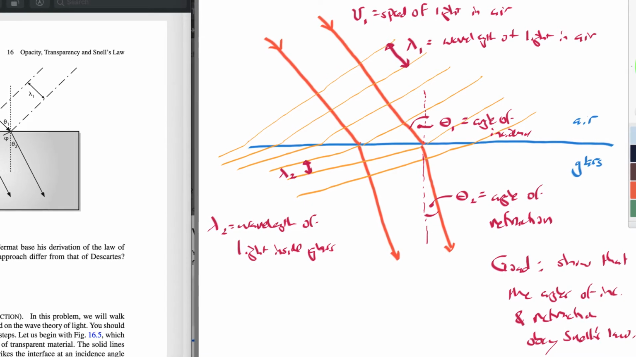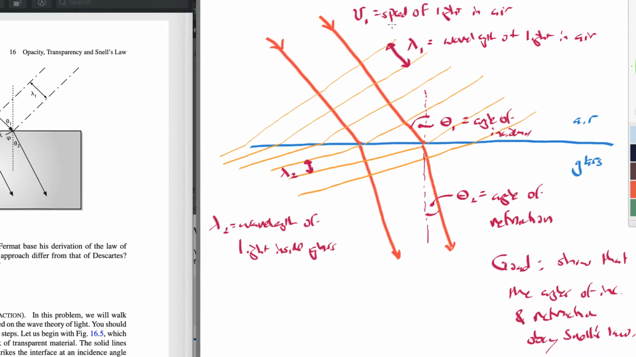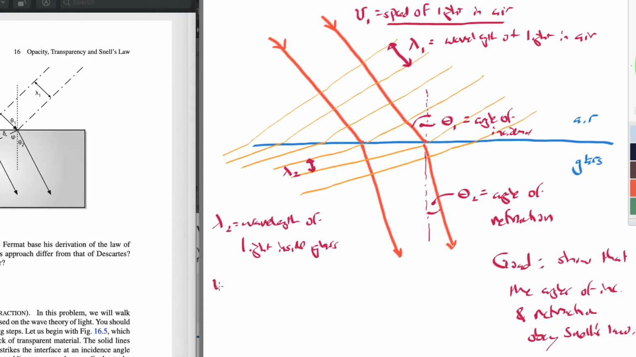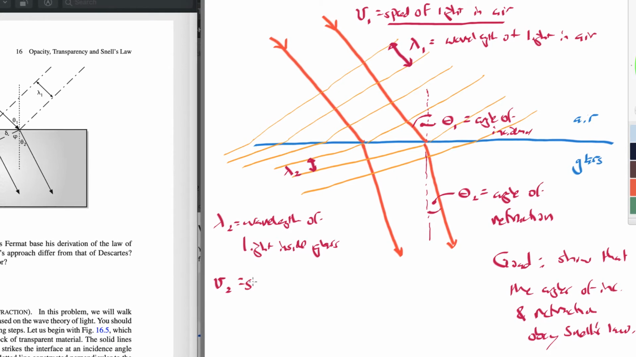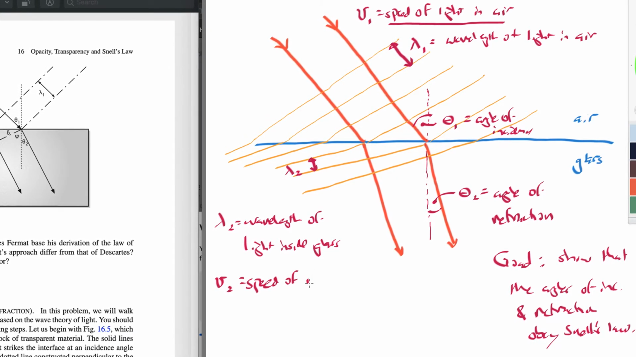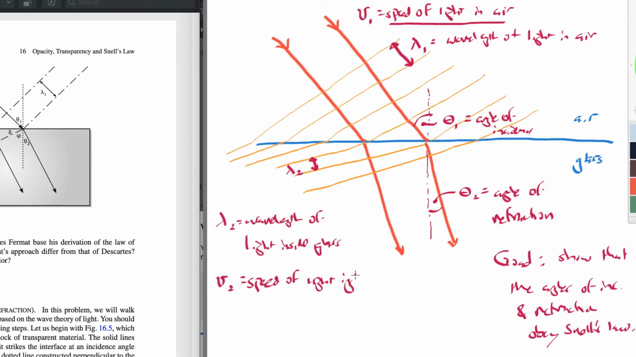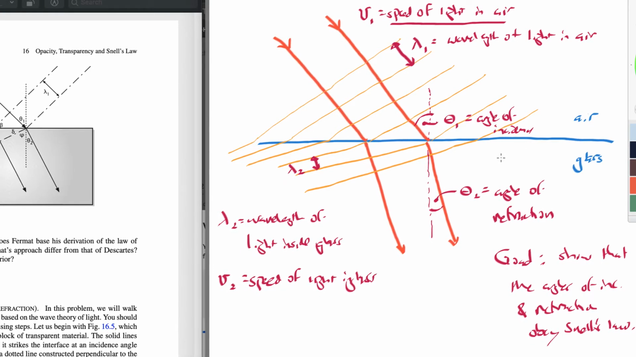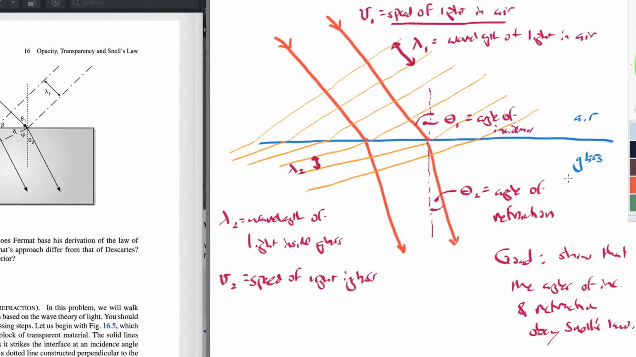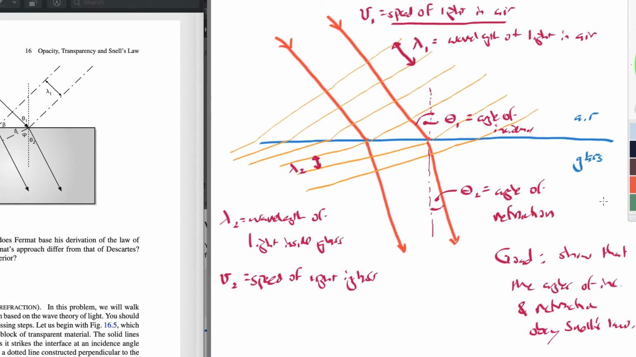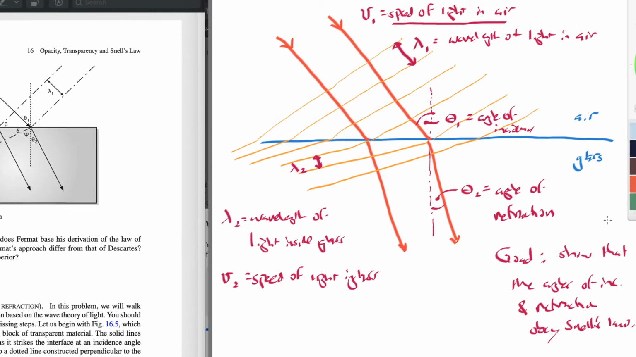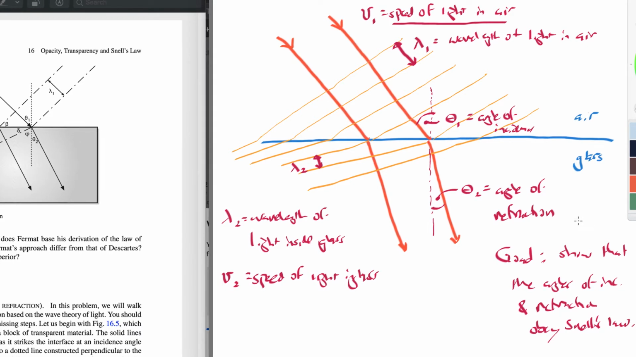And all we're going to do is assume that the speed of light in the air is different than the speed of light in glass. So we'll say v2 is the speed of light in the glass. So all we need to assume is that we've got these wave fronts that are perpendicular to the direction of travel, that there is some bending, so that there's a different angle of incidence and angle of refraction, and that we're going to be able to show that those angles are related by Snell's law. Okay, so how are we going to do this?